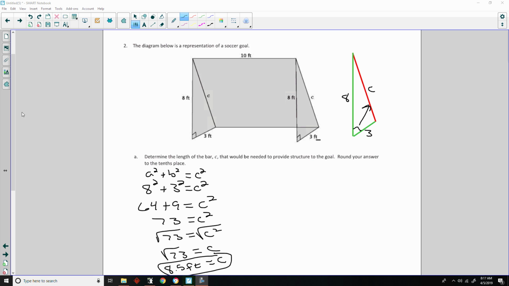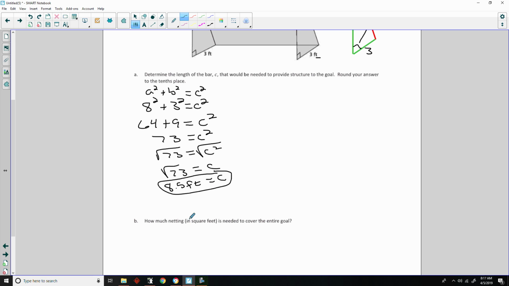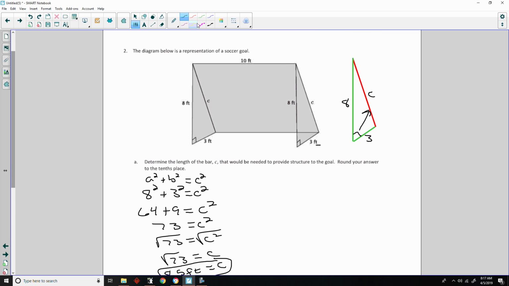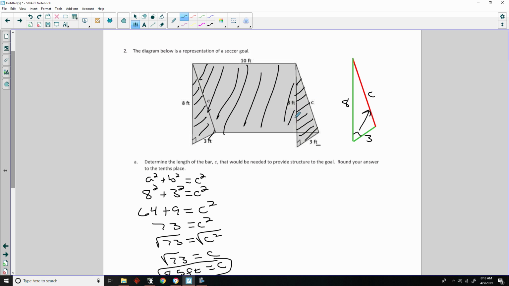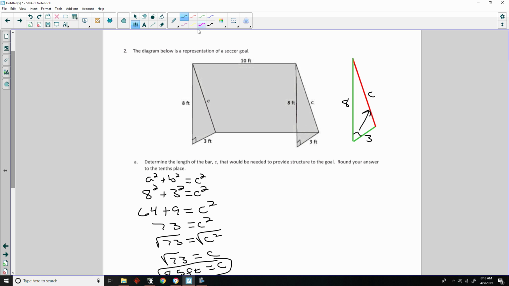Okay, so part B says, how much netting in square feet is needed to cover the entire goal? So keep in mind that the netting would be here on that side. It would be here on this side, obviously. And it would be also the backstop here. This is all the netting. So we have three different shapes there. We have this right triangle, we have this right triangle over here, which is equivalent, and then we have a rectangle in the back.